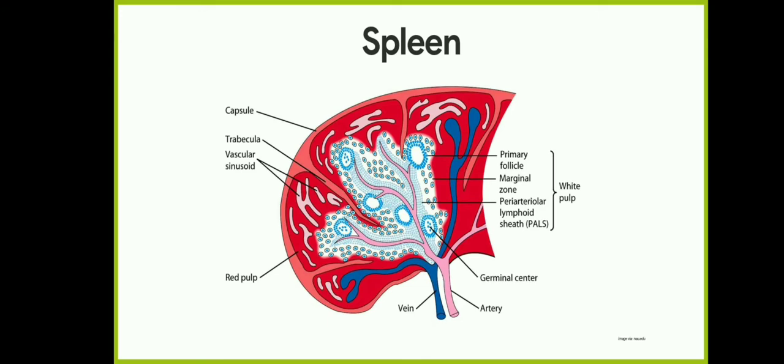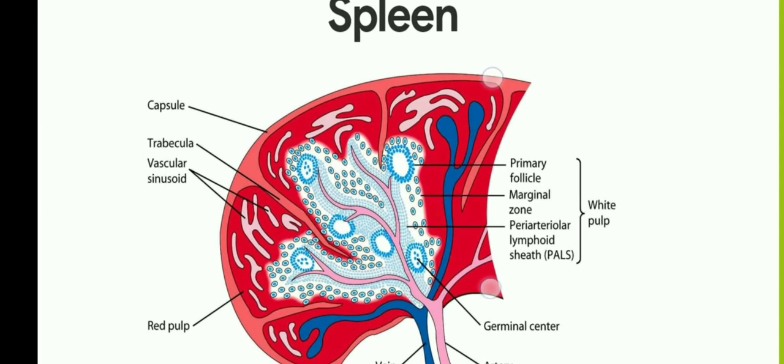Now here is the structural distribution of the spleen. The outermost covering is the capsule. Then the compartments get formed. The reddish area is called the red pulp, and the whitish zone is called the white pulp. The tissue layer which separates the red pulp and the white pulp is called the marginal zone. Another important part present is the periarteriolar lymphoid sheath.